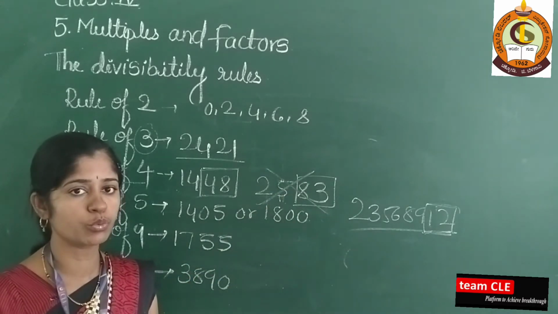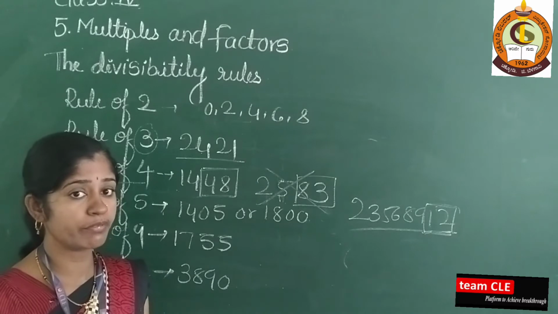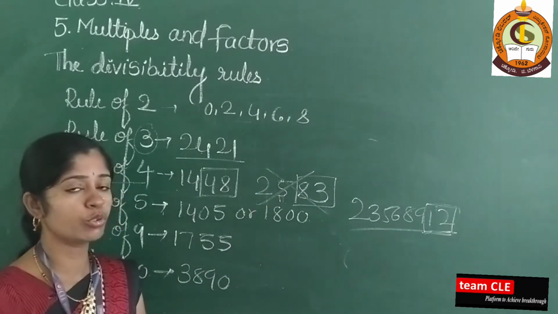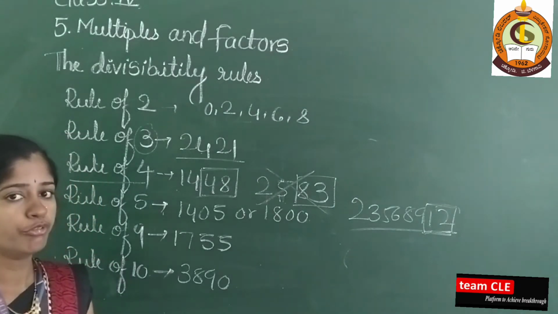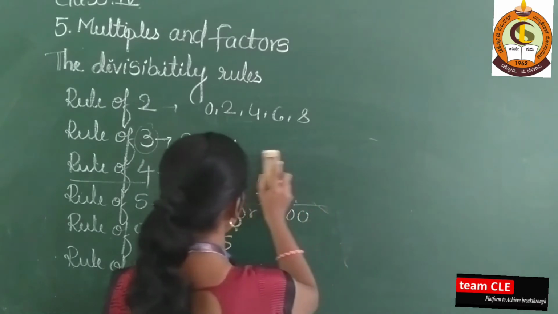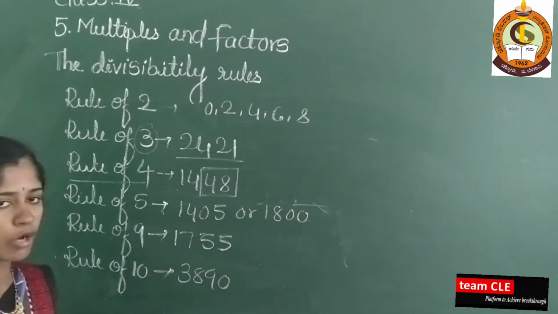The divisibility rules help us to divide numbers without actually dividing, without following that whole procedure. We come to know whether this number is divisible by which number. Next, this is the divisibility rule of 4 over. Next, the rule of 5.